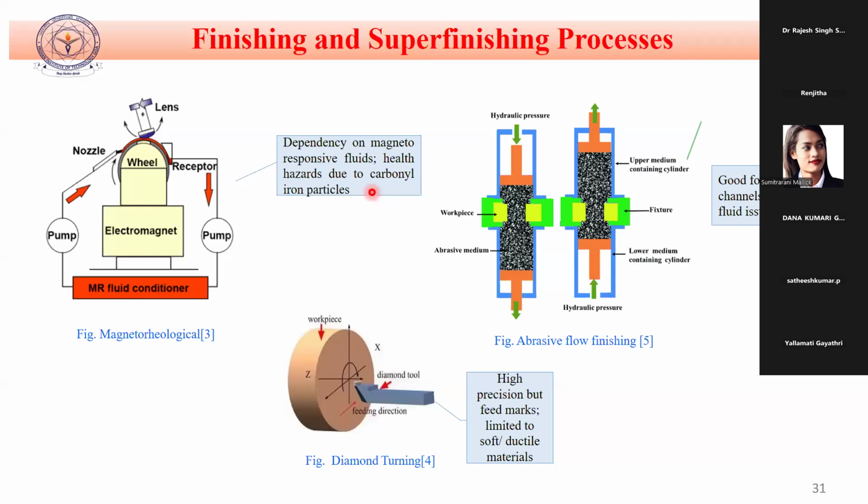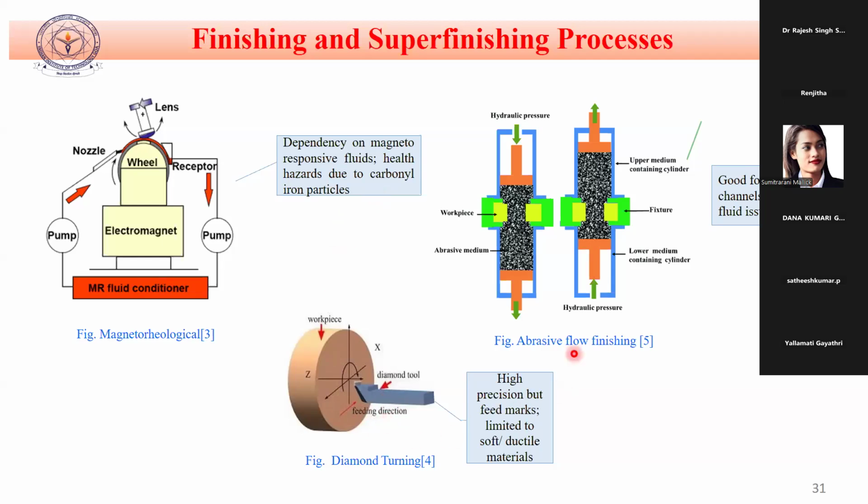The next process is diamond turning. Here we are using a single crystal diamond. But the issue is that this whole setup is very costly. Minimum 3 to 4 crore is needed for a small tabletop diamond turning lathe. And as we are using conventional tools, obviously feed marks will be there. That we cannot avoid. Maybe you can minimize them, but they will be there.